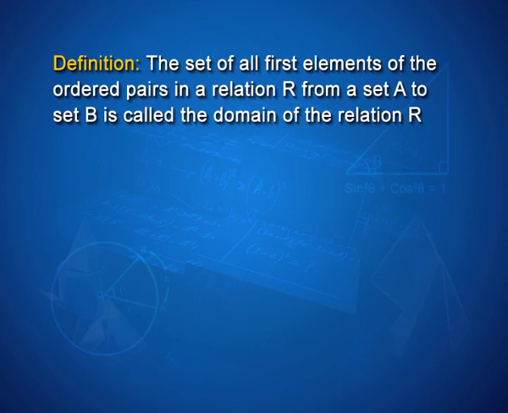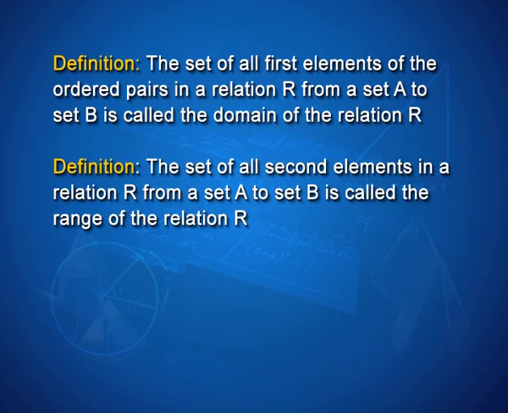This also leads us to the definition of what we mean by domain of a relation. The definition states that domain is the set of all first elements of the ordered pairs in a relation R from a set A to set B. What in the context of the previous example it means is the set A consisting of all the 4 names of the persons that we were referring to. That would become the domain of the relation. And what would become the range? We defined range to be the collection of all second elements in a relation R from a set A to set B.